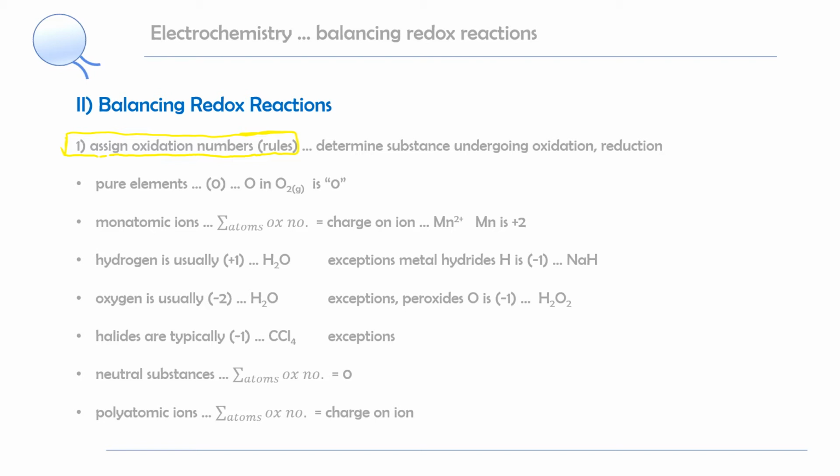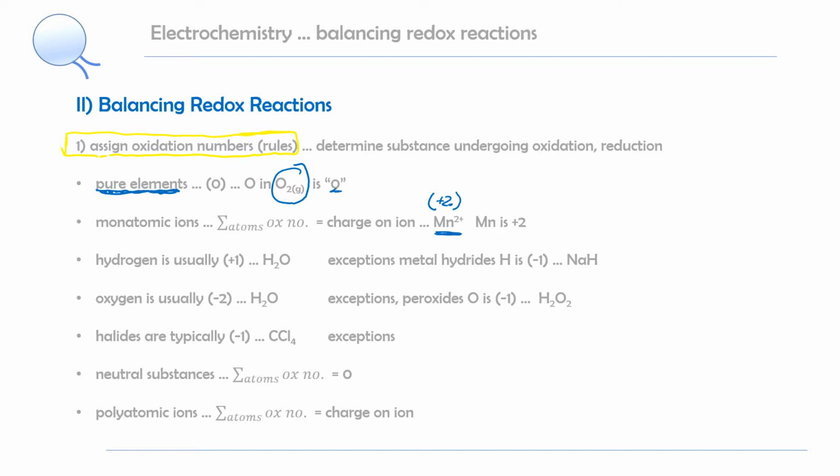Okay, and so here's the rules real quick. All right, if you have a pure element, the oxidation number of that element is 0. So if you're looking at O2 gas, that's a pure element. All that's in there is oxygen. So we say the oxidation number of oxygen in that substance is 0. Okay, monatomic ions, they're easy to identify. So when I look at manganese in its 2+ oxidation state, the oxidation number of manganese is +2. It's simply the charge on that ion.